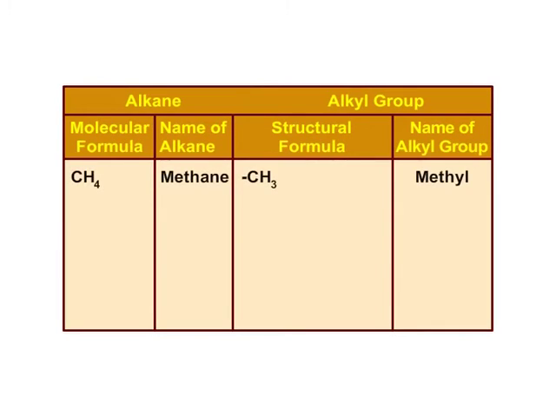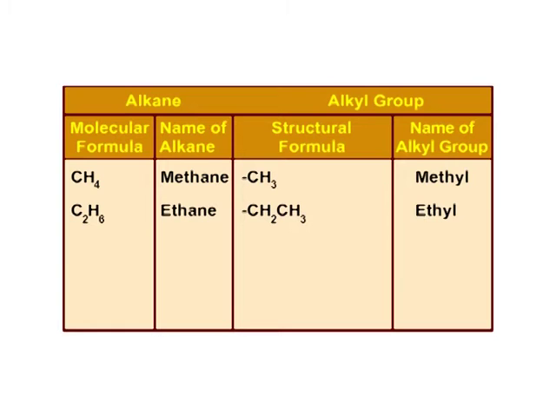Molecular formula for methane is CH4. If we subtract one hydrogen atom from methane, we get methyl group. Structural formula for methyl group is written as CH3. Molecular formula for ethane is C2H6. If we subtract one hydrogen atom from ethane, we get ethyl group. Structural formula for ethyl group is written as C2H5.